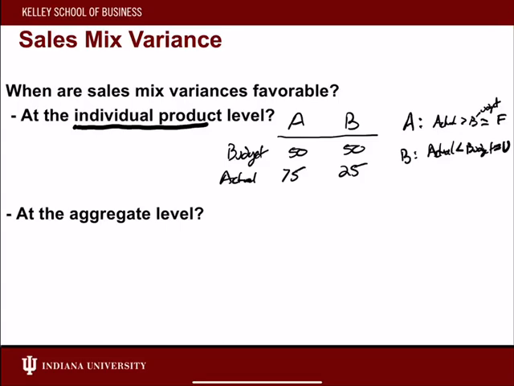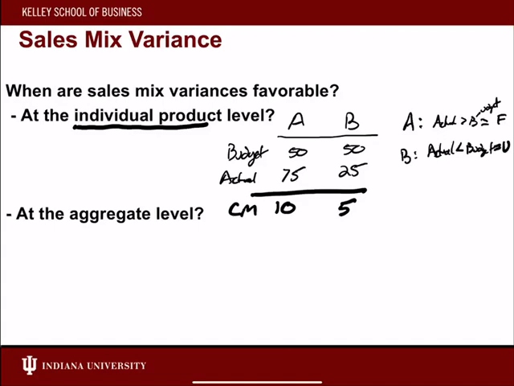So that's how you know at an individual product level if they had a favorable sales mix. But at the aggregate level, it's a little trickier. A sales mix variance that's favorable would mean that A is your higher contribution margin product. So if A's contribution margin was $10 and B's contribution margin was $5, well, if A ends up having a higher sales mix, a higher percentage of your sales comes from A, well, that's a good thing. We like selling more of our high value products.